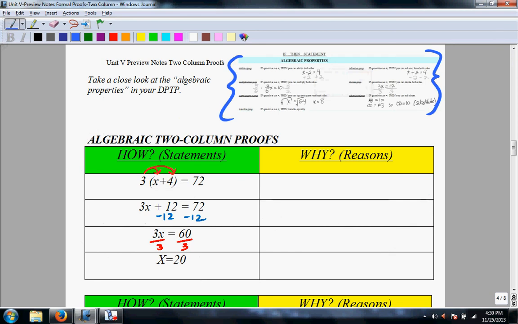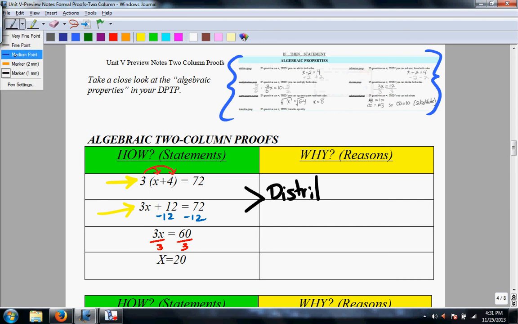So what you're going to do is work out an algebra problem on the left. That's the how. And then you give the reason why on the right. For example, if we start with this problem here, 3(x + 4) = 72, you see we distribute and then we get our next line. That's the how to do it. So that's a how statement. The why would be, I can take that step right there because of the distributive property.